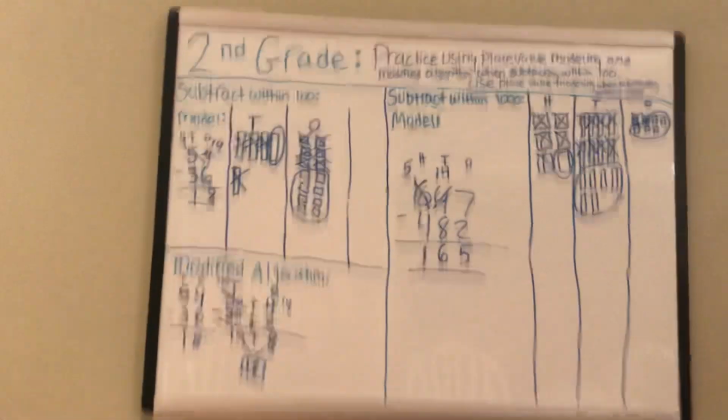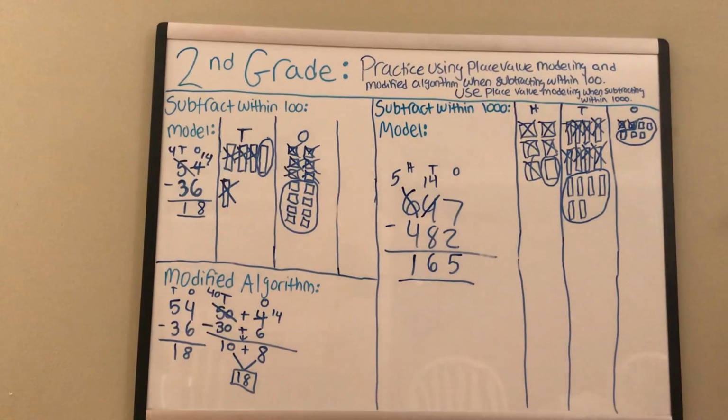So by the end of 2nd grade, we want students to master subtracting within 100, and when they go on to 3rd, they will practice subtracting within 1,000 and continue using modified algorithms and eventually the standard algorithm.